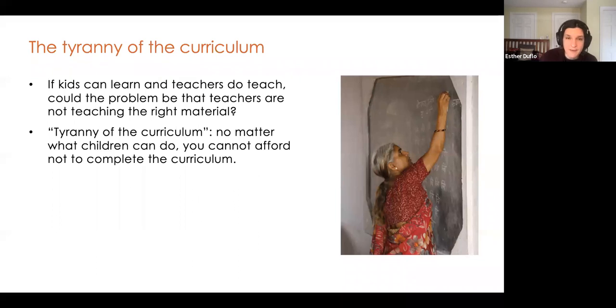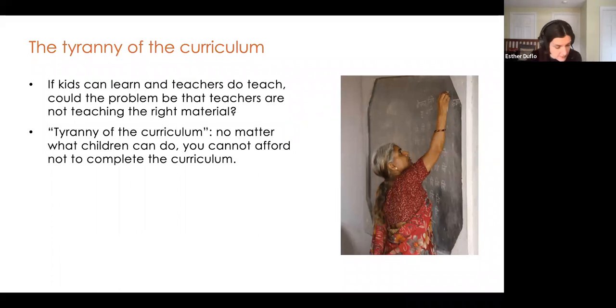So we'll get back to that, because in the private school, we have to assume the response is to parental demand, and therefore that's going to give us some idea of what the parental demand might be here. So if kids can learn and teachers do teach, could the problem be that teachers are just not teaching the right thing? And that it's actually true both in private school and in public school.